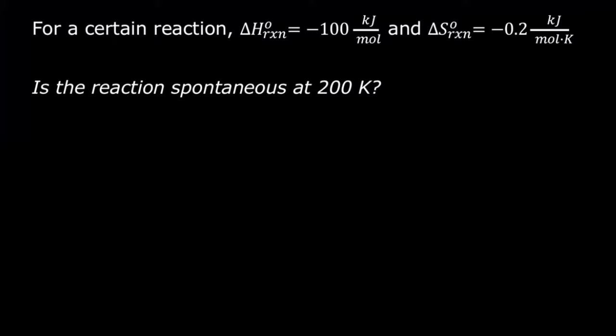Let's take this example. So we have some reaction. Doesn't matter what the reaction is, but when we do our calculations, we find that the standard enthalpy change of the reaction, delta H reaction, is negative 100 kilojoules per mole. And the standard entropy change of the reaction that we looked up from our tables and calculated with Hess's law is negative 0.2 kilojoules per mole Kelvin. Will this reaction be spontaneous at 200 Kelvin?